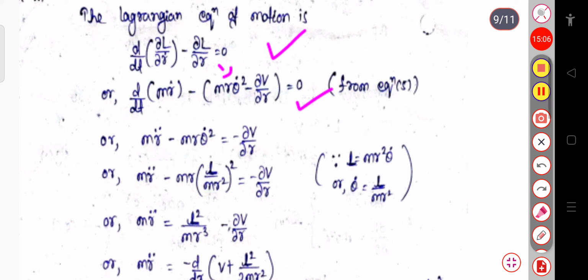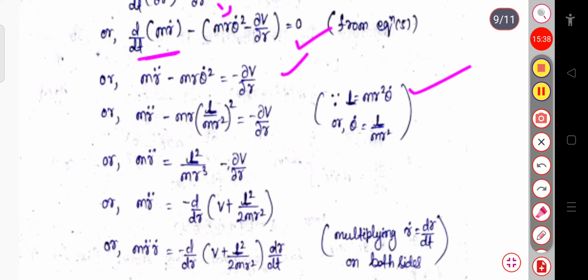Okay, so here d/dt of m ṙ will be m r̈ minus this will be m r θ̇², and that is equal to this, minus minus becomes plus, and when I take this term to the right hand side, then this will be minus ∂V/∂r. So here this is minus ∂V/∂r, and again you know this L equals m r² θ̇, or this θ̇ can be written as L by m r². Okay, so L is here the angular momentum.